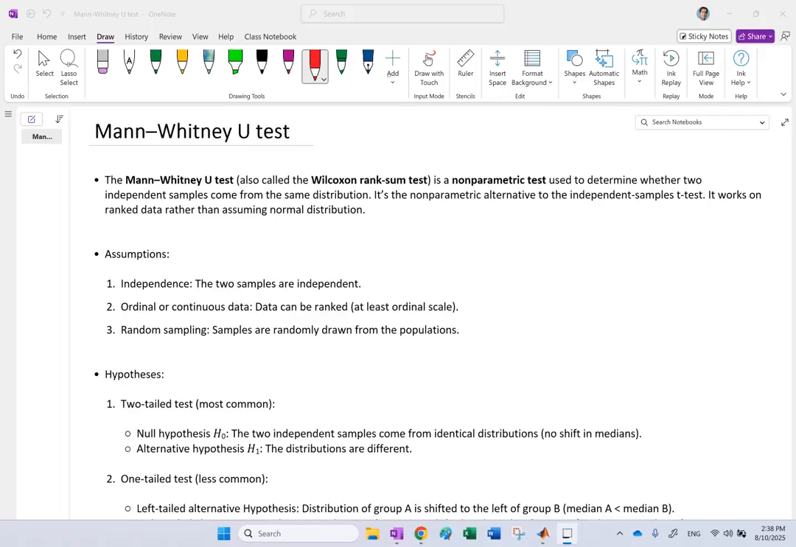Hello everyone. In this video, we are going to talk about the Mann-Whitney U-test, also known as the Wilcoxon rank sum test. And it's a non-parametric test. We're going to talk about what a non-parametric test is.